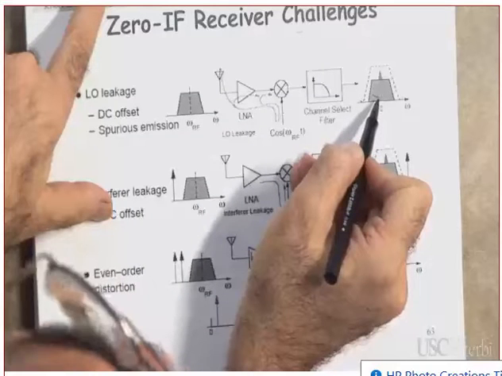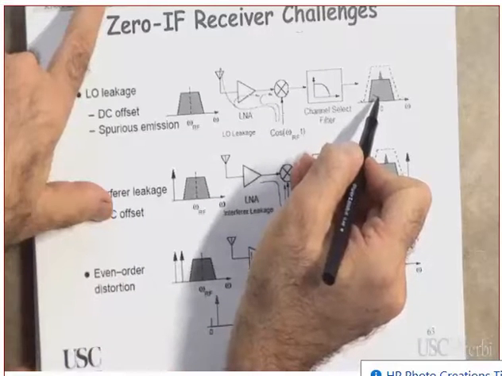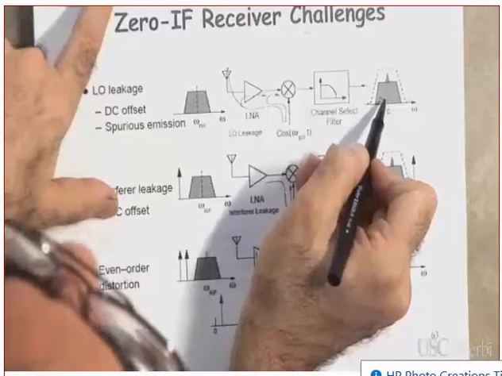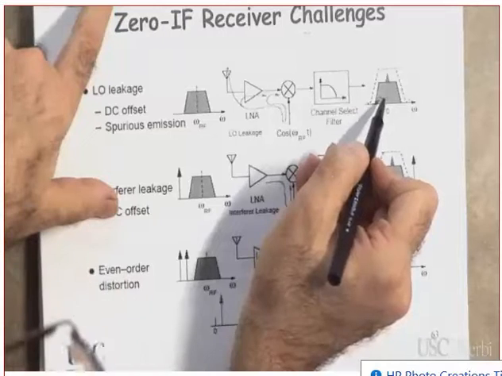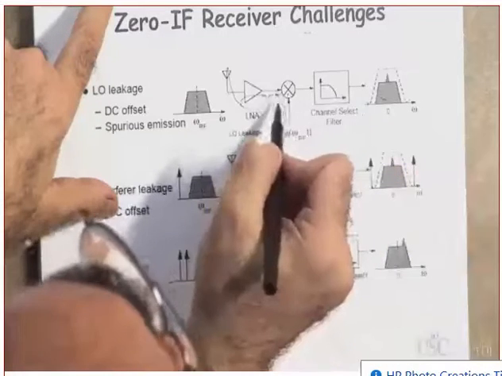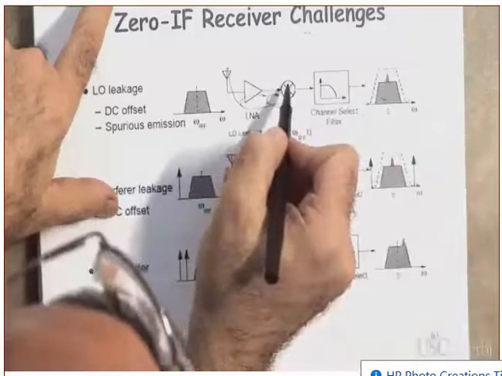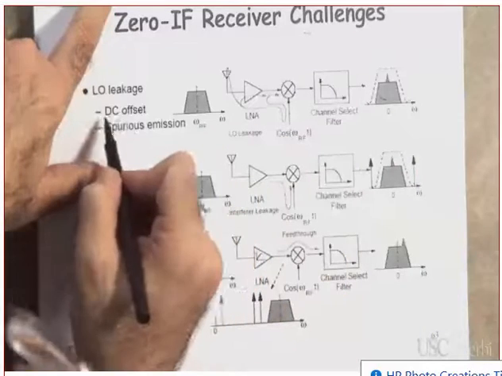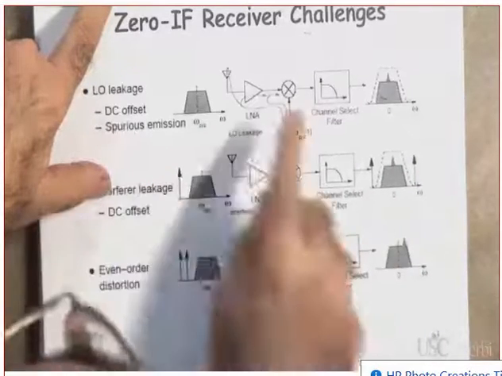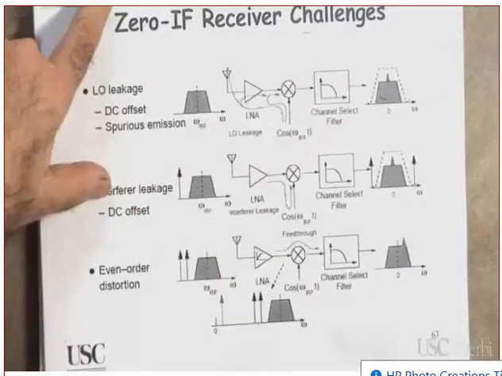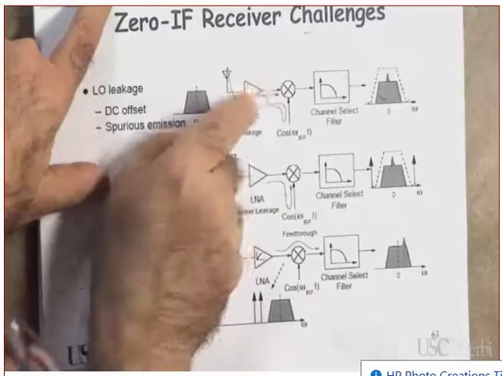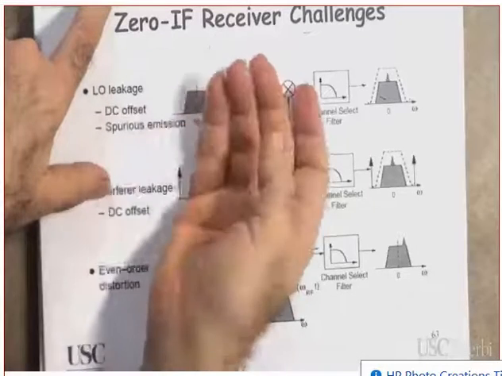Why? The band of interest is centered around 0. By the way, I'm assuming that the baseband is centered around 0. One of the possibilities to eliminate this problem, the DC problem, which we refer to, why do I call it DC offset? The value of the DC is going to change depending on the signal. Yes or no?